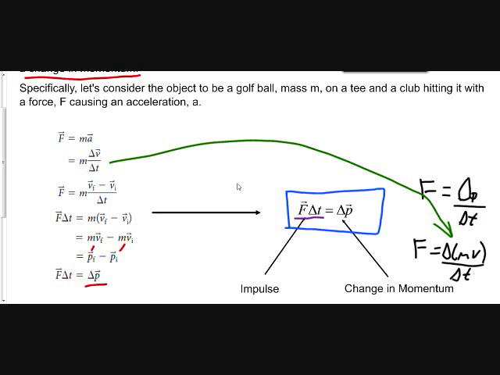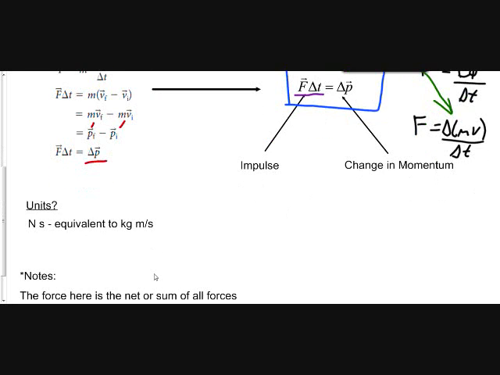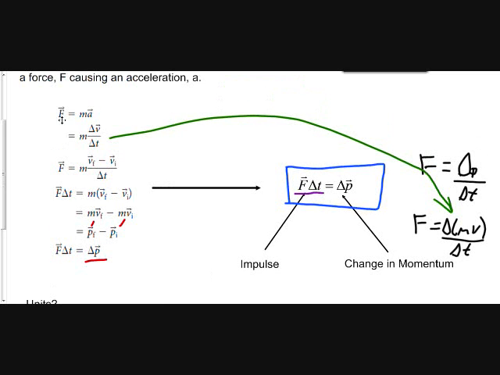So a couple of things before we move on. One, notice that the units for F delta t, for impulse, are Newton seconds. That's kind of strange, because the units for momentum, which apparently is equal to impulse, are kilogram meters per second. But if you work it through, and I'm going to ask you to do that later on, these two units are equivalent: a Newton second is the same thing as a kilogram meter per second. The other thing is that the force we're talking about here is the net force, or sum of all the forces, because our derivation started with F equals ma, which is only true if we're considering all the forces.